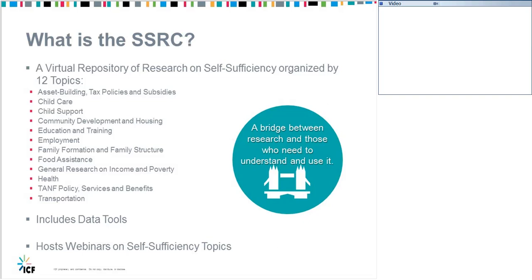We also host webinars on a variety of self-sufficiency topics. We had a webinar, it feels like it was forever ago, but it was less than a month ago in August, around understanding the minimum wage, where we try to bring together a researcher, a practitioner, and a policymaker to really offer different perspectives on an issue. So I would encourage you to go to our website and sign up for our listserv so you can learn about our webinars. We are working on a webinar for the fall on career pathways. So look out for that.